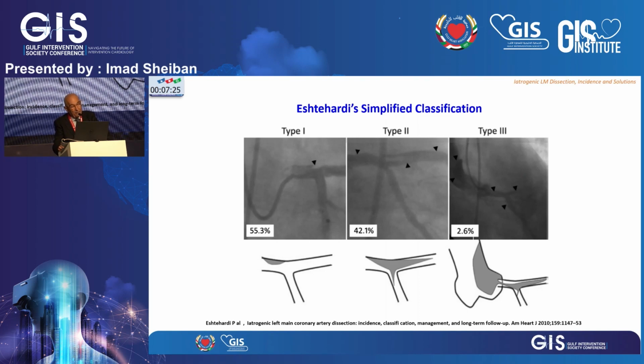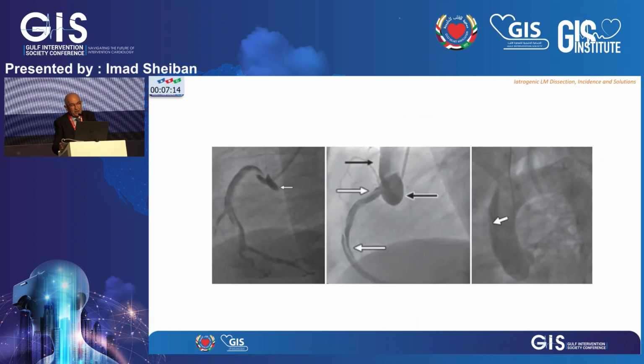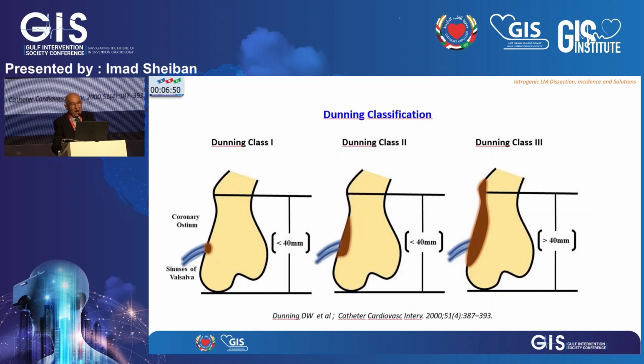And most frequently is type 1, followed by type 2, and more rarely is the extension to the aorta. The extension to aorta can be different. That means can be localized only around the ostium of left main or the coronary sinus and the ascending aorta, but less than 40 millimeters in extension, or more up to the ascending aorta more than 40 millimeters. And this was defined by Dunning classification.